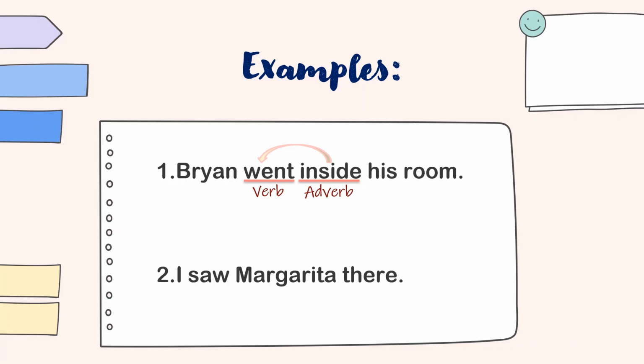Number 2. I saw Margarita there. In this example, the adverb is there and it modifies the verb saw. It tells you where I saw Margarita. Where did I see her? Very good. I saw her there.